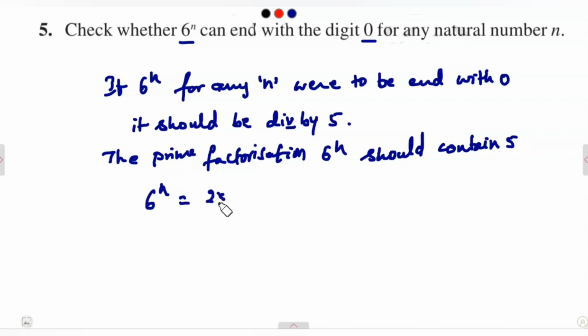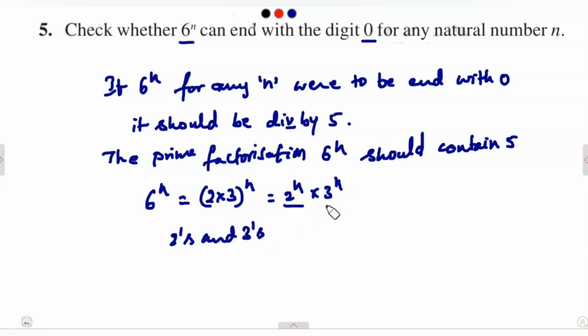But what happens? 6 power n, let us put it in the form of prime factorization. 6 I'll write as 2 into 3, so 6 power n can be written as 2 power n into 3 power n. So what do you mean by this? That means the prime factorization of 6 power n contains only 2's and 3's, only 2 power n and 3 power n.